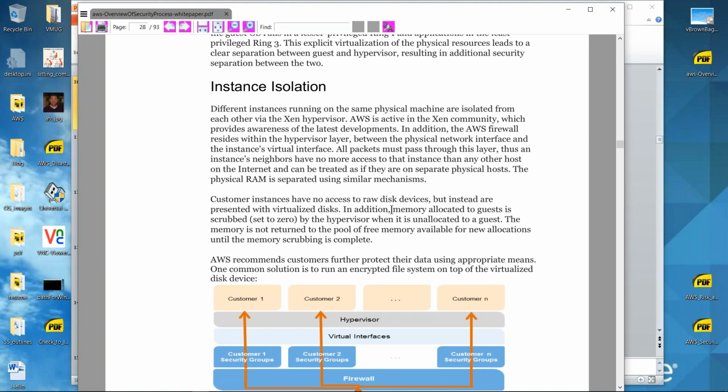In addition, the memory allocated to a guest is scrubbed, set to 0 by the hypervisor, when it is allocated to a guest. I think this is a very important step. Again, when I was doing the Common Criteria project, this was also one thing: we need to zero it out before we release it back to the memory pool.